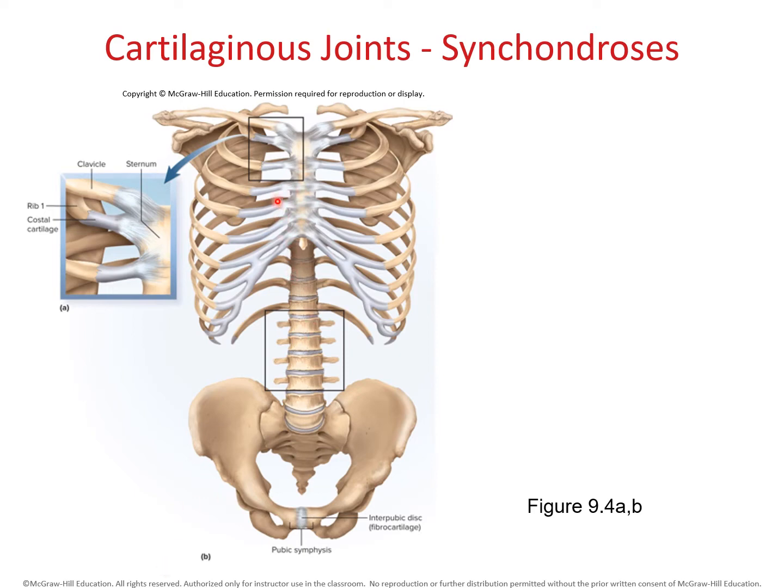She's done. All right. So the rest of these ribs are actually connecting to the sternum by way of synovial joints. All right. And that is hyaline cartilage. Remember, that's still hyaline cartilage.